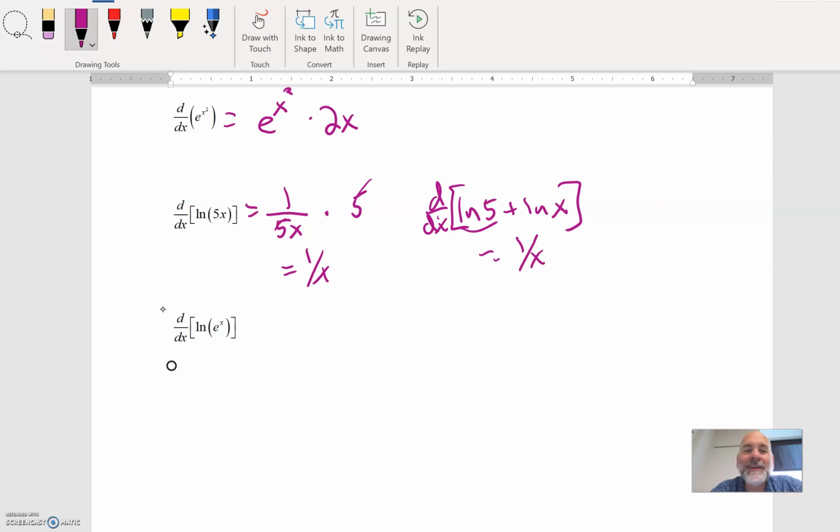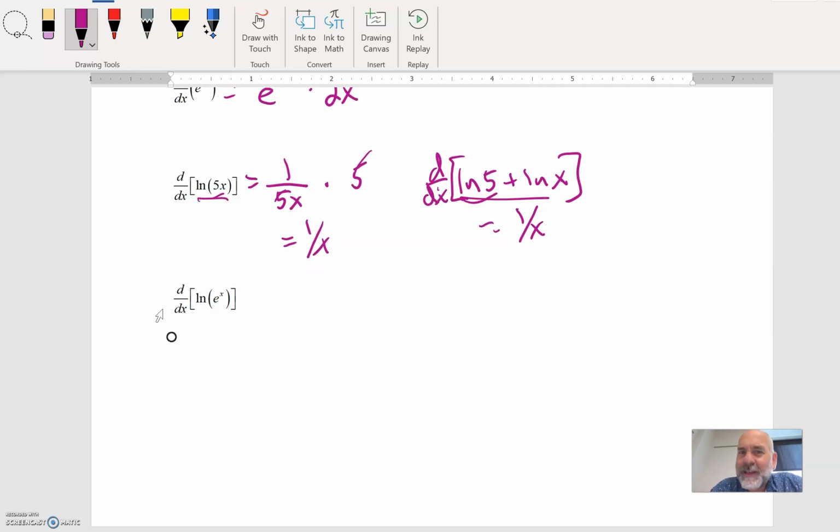So it's kind of cool, like the algebra rules we learned before are being backed up by the chain rule, that those things are equivalent, that natural log of 5x is the same as natural log of 5 plus natural log of x. Okay, how about natural log e to the x?